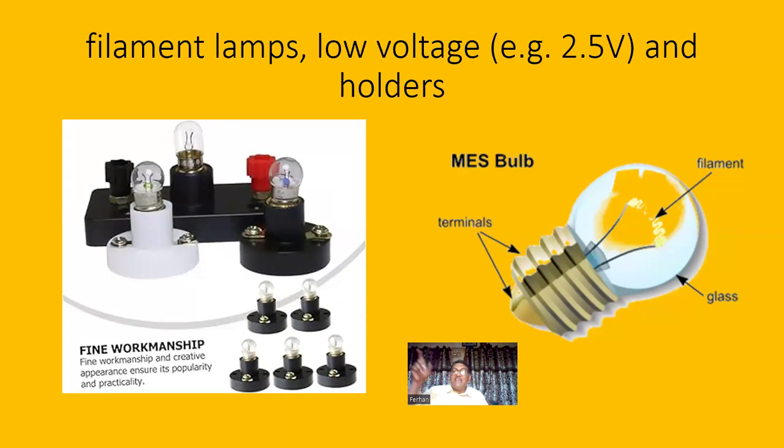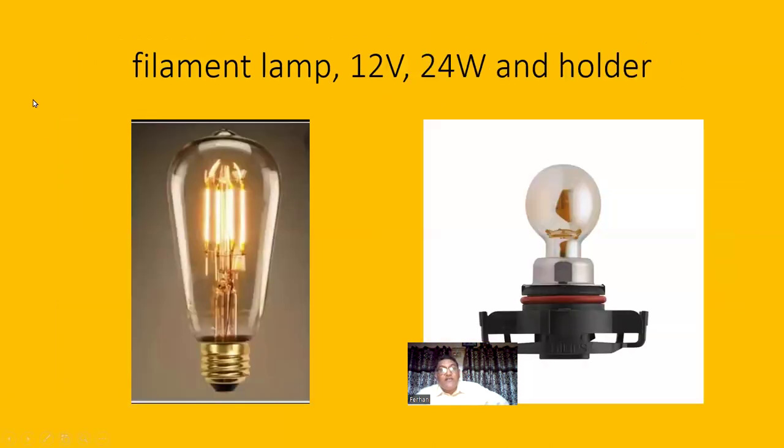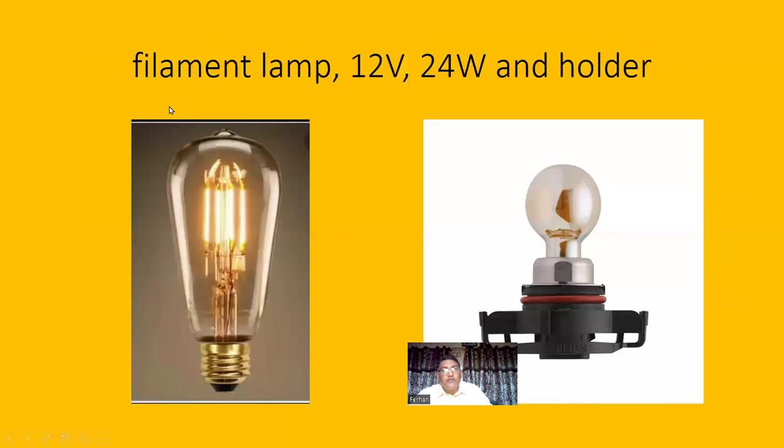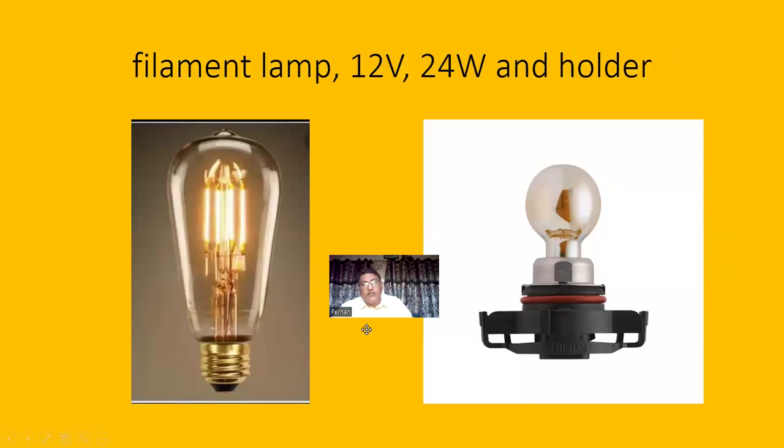So its IV graph, voltage and current graph, is not a straight line. It is always a curve, which means that the current and the voltage are not directly proportional to each other. So it does not obey Ohm's law. That's why we call it non-ohmic. So remember this name, filament lamps, and their holders. Here we have the filament lamps with more power, 24 watt, 12 volt, and their holders. So this is very important.